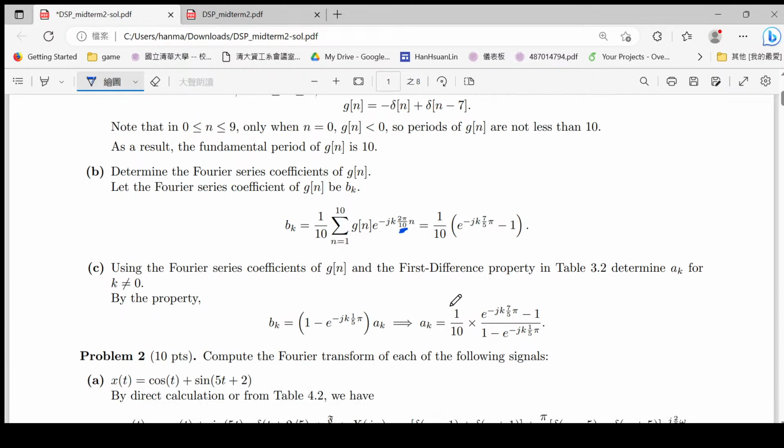But anyway, here bk are the coefficient of G, and by the first difference formula, we know bk is this 1 minus e to the jk omega naught, times the coefficient of a. So you divide things back, and you just get ak equal to this whole thing. And here we are doing a very easy case, right? Because we already assume k not equal to 0. So we are not dealing with a singular case.